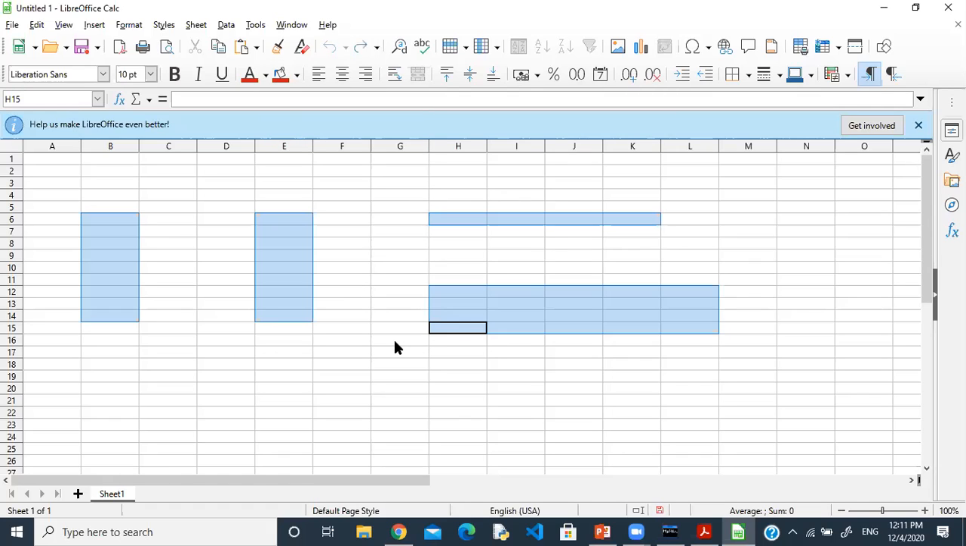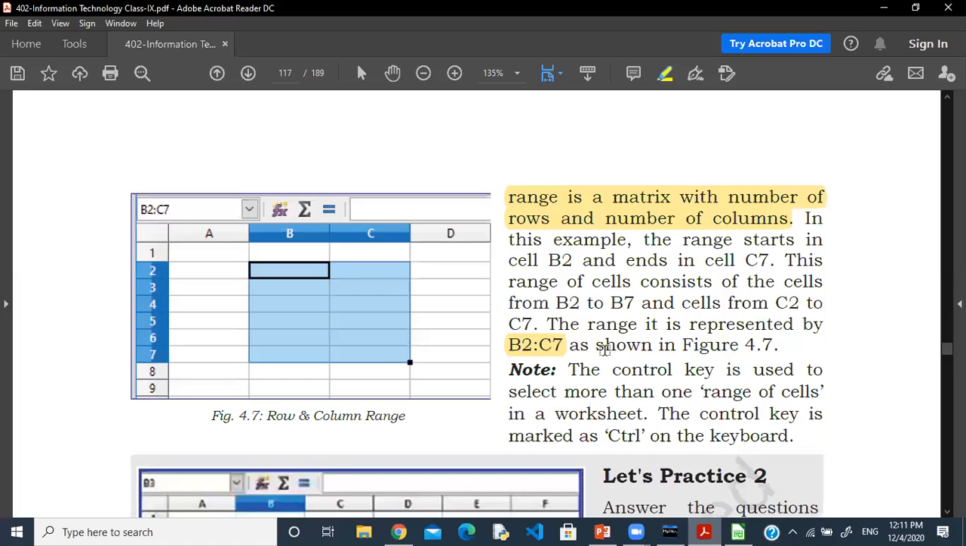So for this purpose, we can select multiple cell ranges in Excel. Which key is helpful for this? The Control key is used to select more than one range of cells in a worksheet. Okay. Is there any doubt anyone is having?